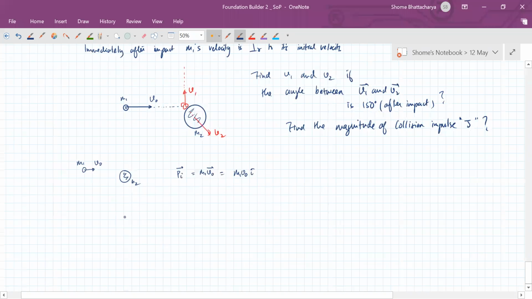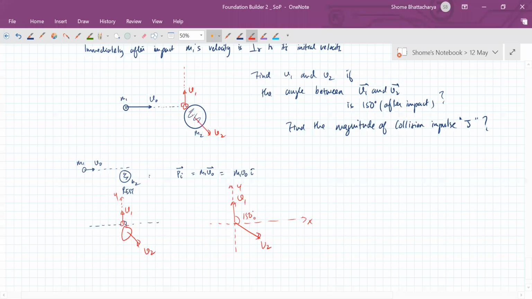Okay, now after the impact, you can see that the first one is going perpendicular to the initial velocity's direction. So we have taken that as our y-axis. And also it is given to us that the angle between V1 and V2 is 150 degrees. So that will give us the exact direction of V2 also, because V1 is along the y-axis. So if this whole angle between V1 and V2 is 150 degrees, that means this angle here is 60 degrees.